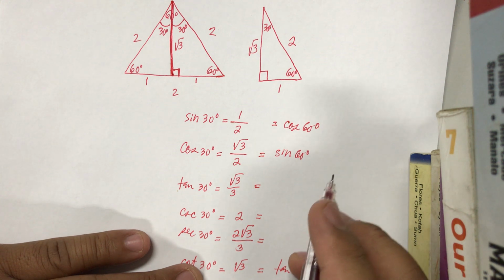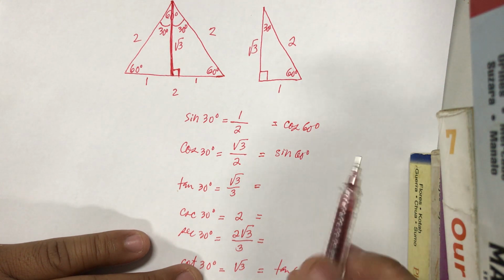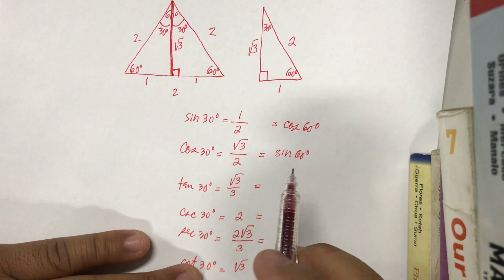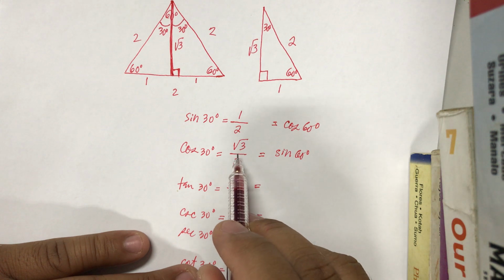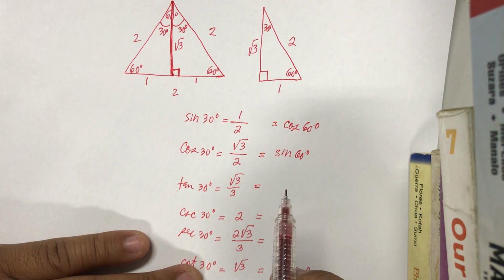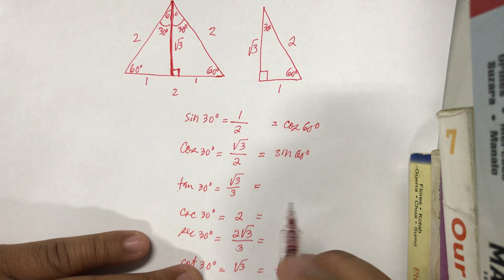Abraham Lincoln. And then, the reciprocals, the reciprocal of sine 60 degrees is cosecant 60 degrees. Since sine 60 is square root of 3 over 2, therefore, cosecant 60 is 2 square root of 3 over 3, which is equal to secant 30 degrees.